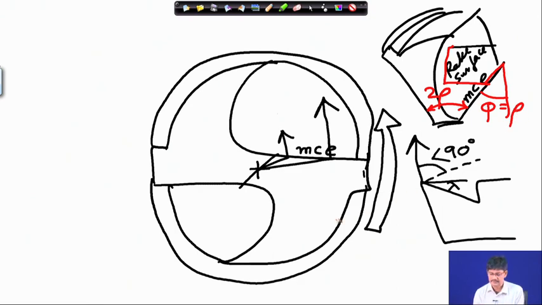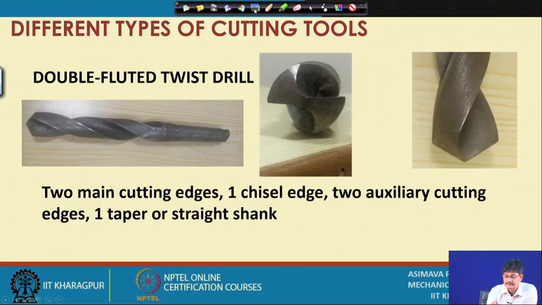So now we understand that in the case of the drill, lambda is negative, and the plan approach angle, or principal cutting edge angle, is equal to rho. There are some other interesting aspects; let us take the points one by one. Two main cutting edges, the chisel edge, which I will show you just now, and two auxiliary cutting edges.